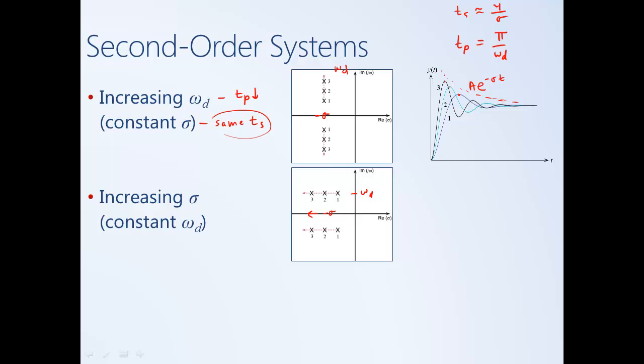Looking at this, think about how the response in this case changes. Since omega d is constant, the TP should also be constant. But since sigma is increasing, the settling time should go down. The rate of exponential decay should be greater, so it should decay faster. And that's what we see here. All three have the same peak time, but you can see for graph 1, the blue line, it takes a while for the oscillation to die out. For 2, it dies out faster, and for 3, it dies out very quickly.